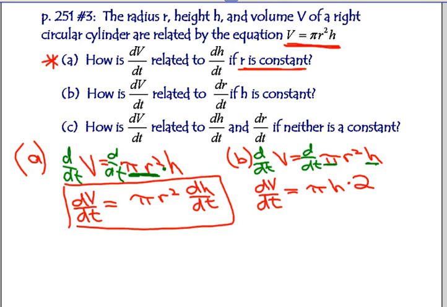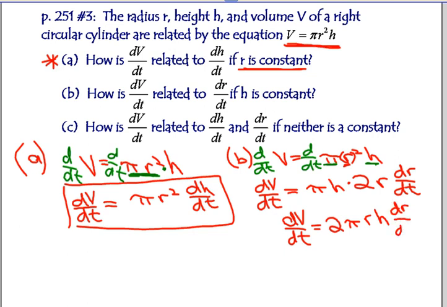Power rule, bring down the power, make it one less. But don't forget your chain rule. The derivative of the inside, r is the inside, and the derivative of the inside is dr dt. We can simplify that just a little bit. So we get dv dt equals 2 pi r h dr dt. And that completes part B.